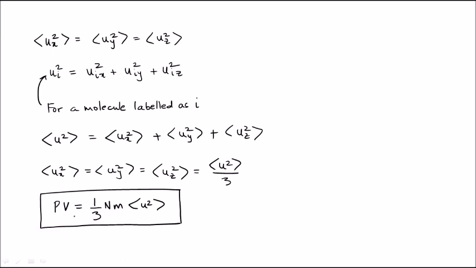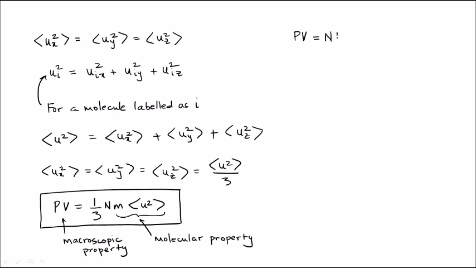We can see in this equation that a macroscopic property of the gas, PV, is connected to a molecular property. Experimentally, we had PV is equal to NkT. By comparing the experimental result and the microscopic picture of the gas, we get 1/3 N m average of u squared is equal to NkT.